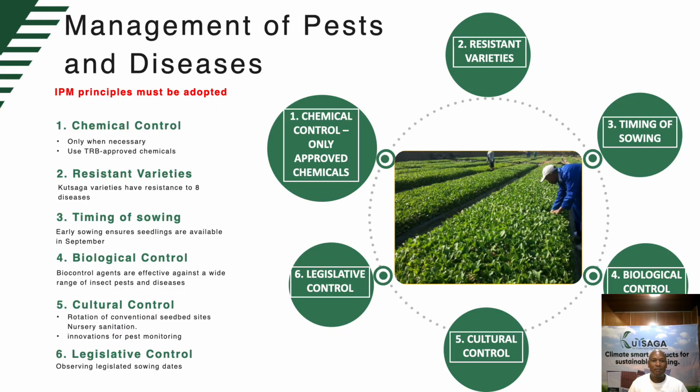So how do we manage pests and diseases in the seedbed? To effectively manage pests and diseases in the seedbed, we need to adopt what we call integrated pest management. In integrated pest management, we use several principles and practices at the same time to deal with a given problem. For example, we can integrate chemical control with resistant varieties, with cultural practices, with biological control, and legislative control.